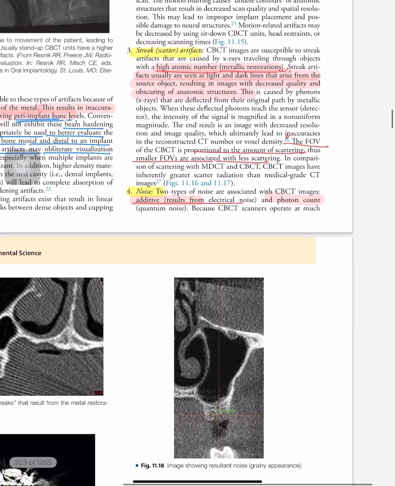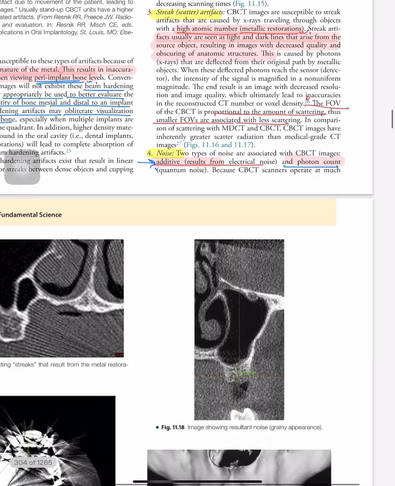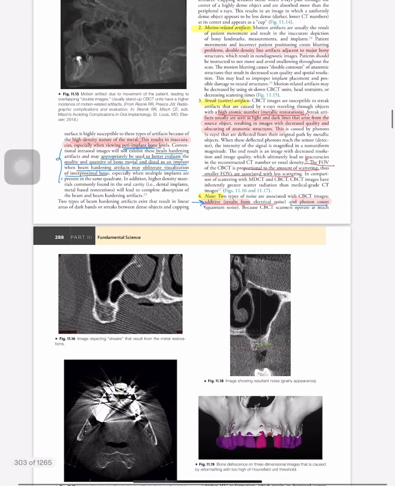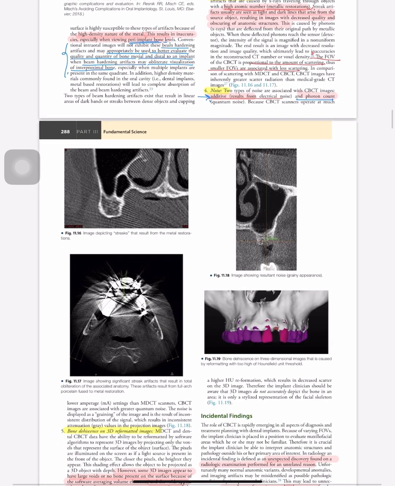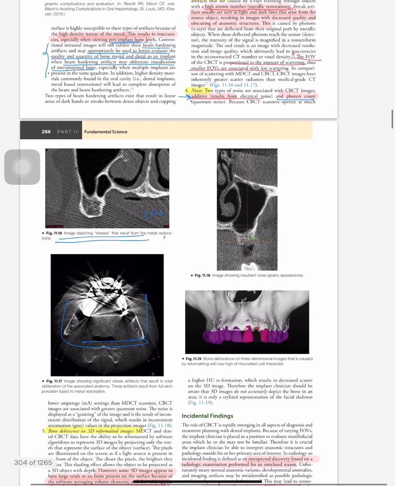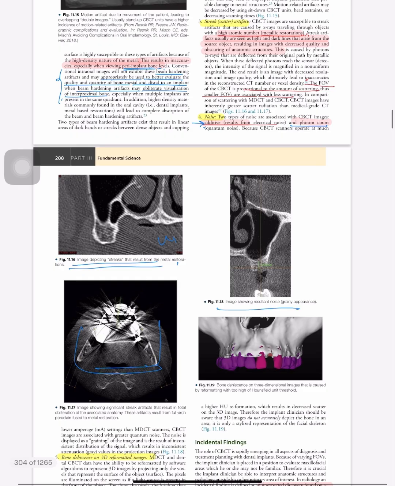Next is noise. There are two types of noise associated with a CBCT image. The first one is additive noise, the next one is photon count noise. Okay, so this is the scattering. These are the streaks that result from metal restoration. This is the noise.